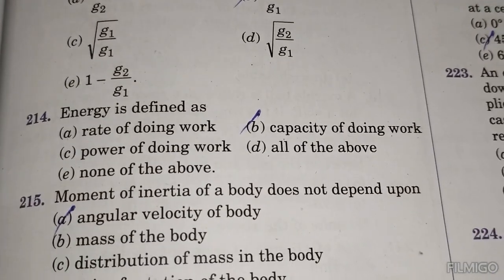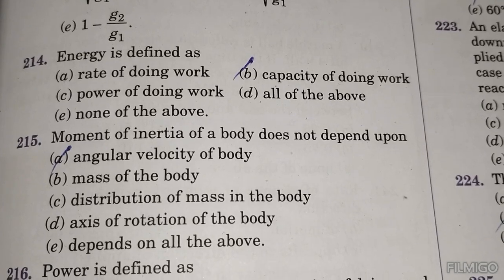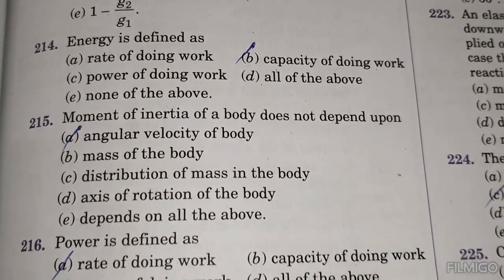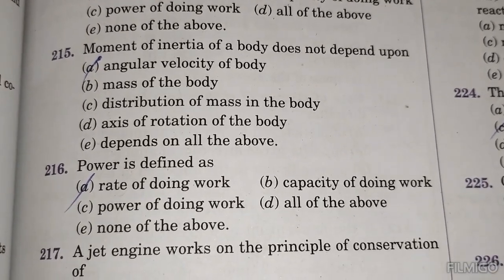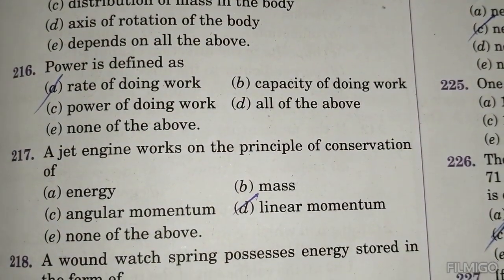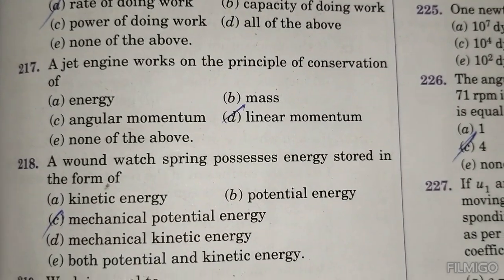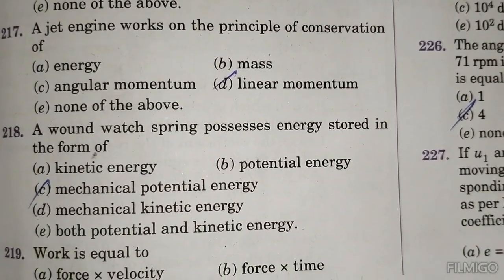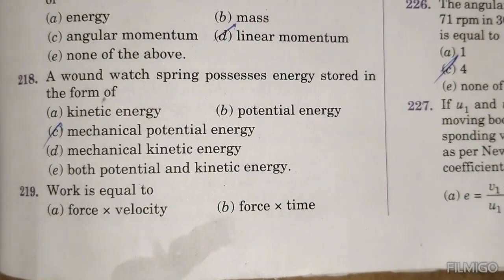Energy is defined as the capacity of doing work. The moment of inertia of a body does not depend upon the angular velocity of the body. Power is defined as the rate of doing work. A jet engine works on the principle of conservation of linear momentum. A wound watch spring possesses energy stored in the form of mechanical potential energy. Work is equal to force into distance.